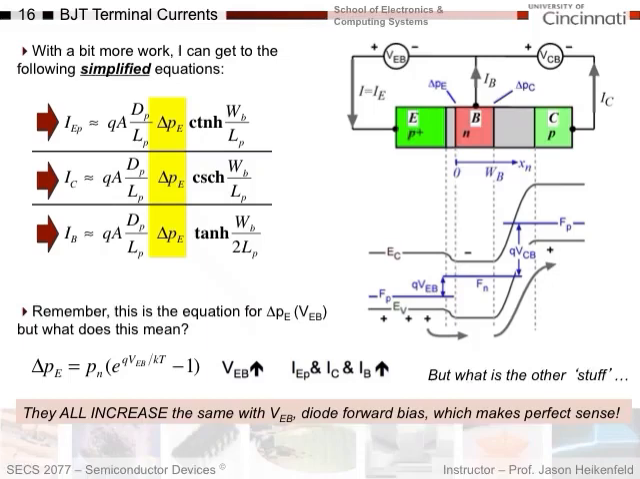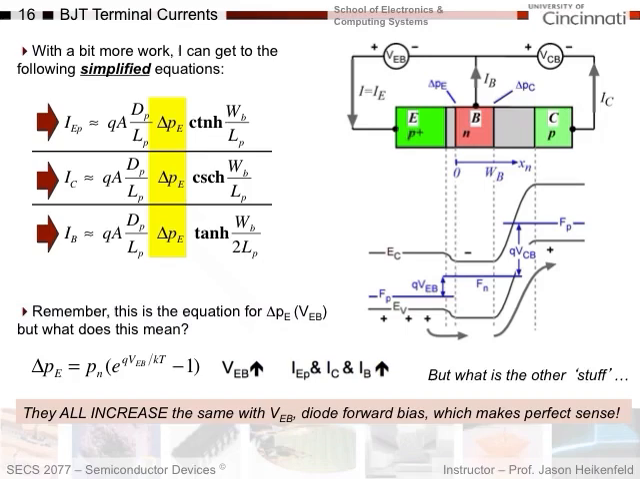Okay, so we're back at this point and we're going to try to finish off BJT terminal currents. Now, I know the last part of this lecture was pretty rough in terms of all the theoretical derivations, but hopefully now we can bring it down to something that is simple, which you can understand, and is honestly the most useful part of this lecture.